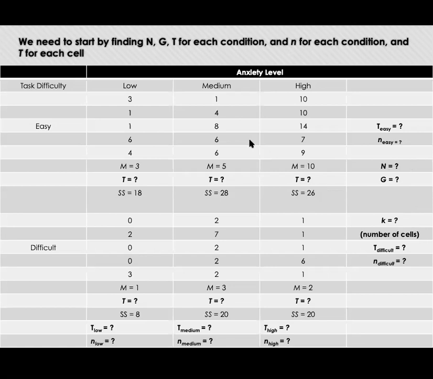So we would need to fill all of this information in as the initial step of getting ready to do our ANOVA. And so now would be a good time to pause and maybe, on a scratch piece of paper, calculate for yourself these T's for each condition, T easy and N easy, and the T's and N's for the anxiety levels, and then overall N, G, and K. Make sure you fill in all of these question marks. On the next slide, you can check your work and make sure that you've done it correctly.